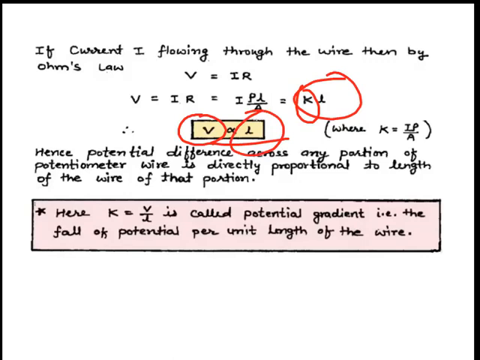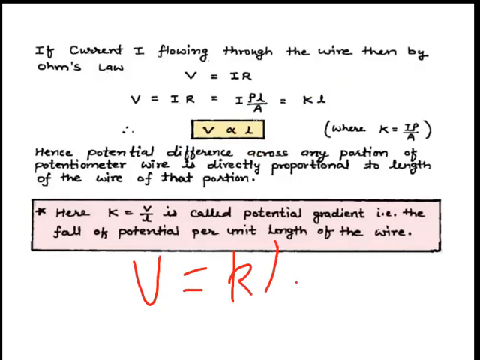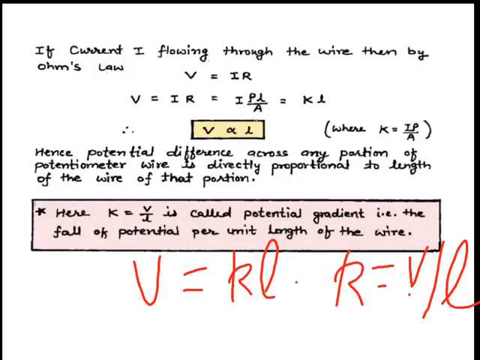So potentiometer is directly proportional to the length. This is the principle of potentiometer. And from this equation, that is V equals KL, if you make K the subject of the formula, it will be V by L. So V by L is what? V is what? The potential drop.